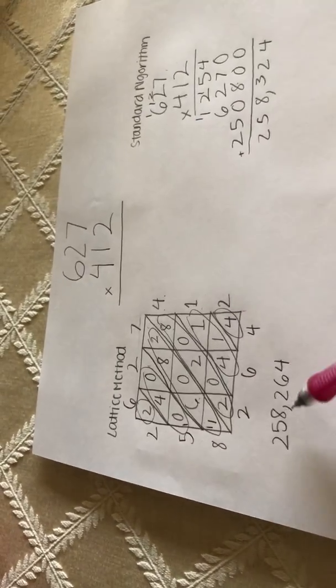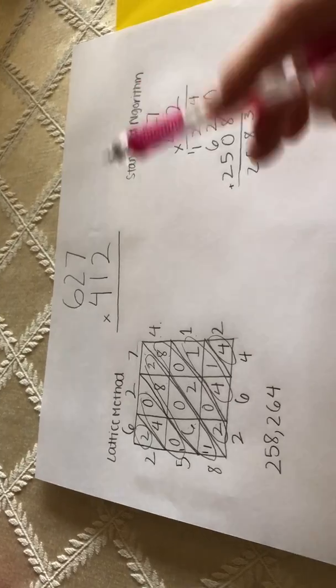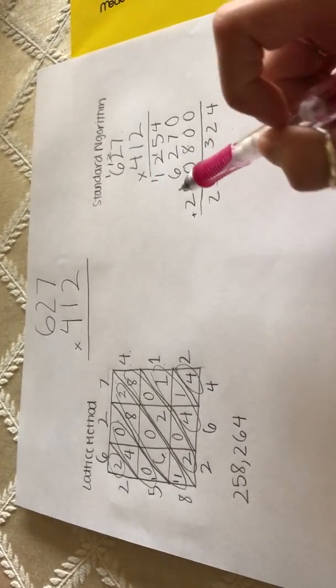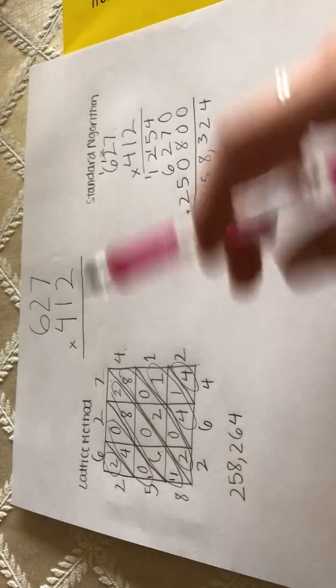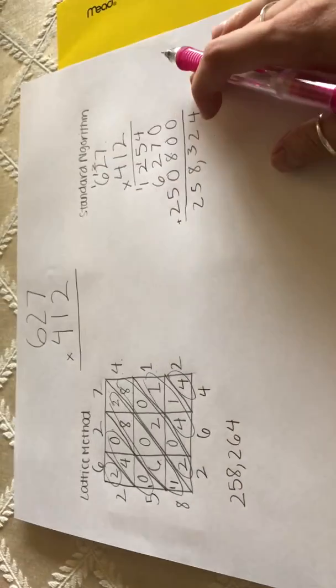And so, yeah, you should get the same answer. Obviously, I did something wrong with my multiplication, but you should get the same answer with both, and they both work because you're doing the same process, just in a different order and a different way. But yeah, that's the lattice method and the standard algorithm.